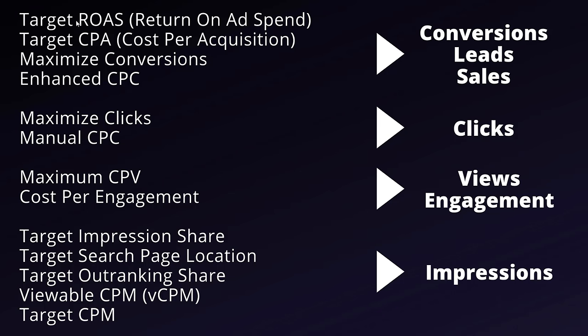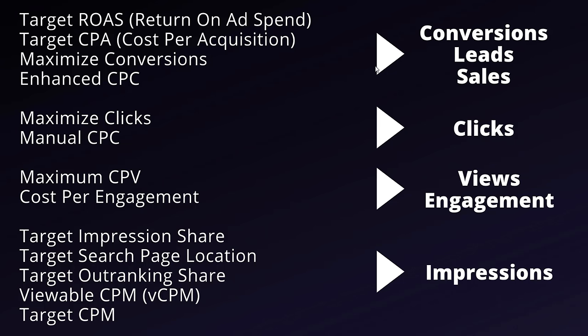We start with target ROAS. That's return on ad spend. We have target CPA, cost per acquisition, maximize conversions, and enhanced CPC. These four bidding strategies at the top left are going to be the best performing bidding strategies in Google Ads when you're trying to drive conversions for your business.